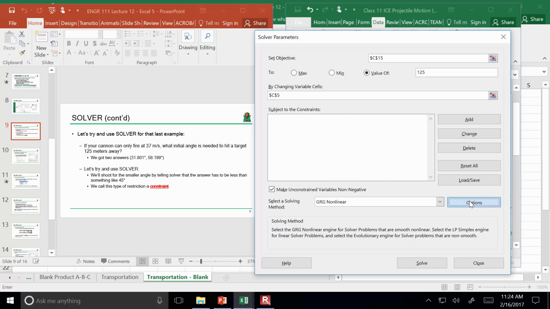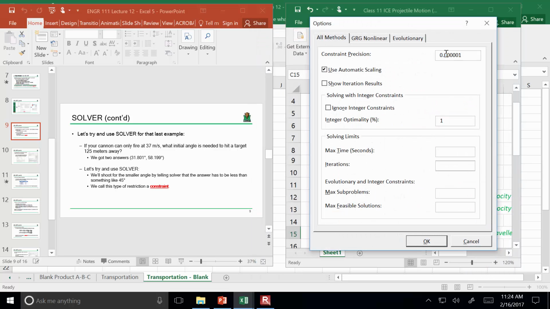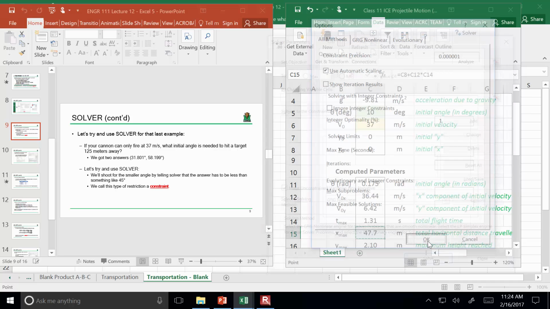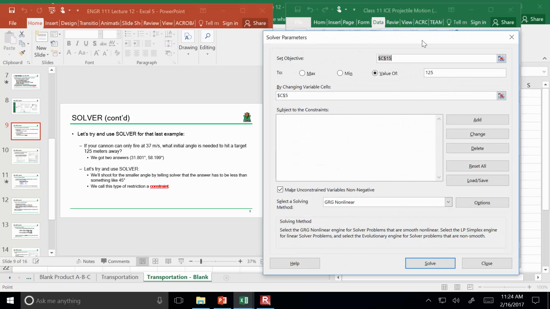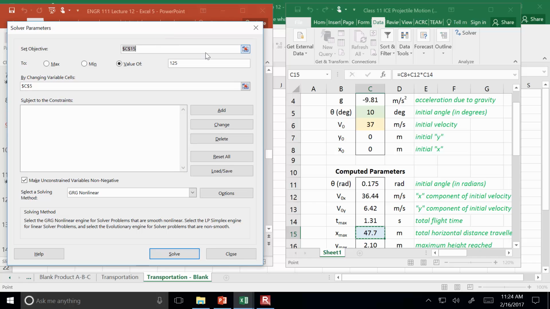Down here in the options is where if I wanted to, I could tell it how precise it should be before it quits. You know, how many decimal points I want my answer accurate to. And so for this example, that's plenty of accuracy. So I'm not going to adjust that. I'll just stick with the default. So again, what I'm doing is my objective is for C15, which is the range, to be 125 by changing the variable of the angle.